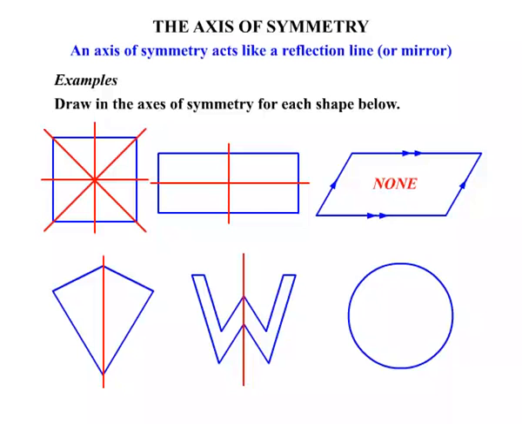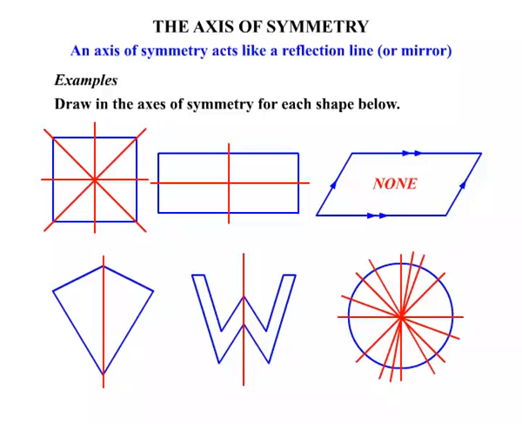Now what about a circle? If you cut out a circle and tried to fold it on top of each other, well, if we drew a line straight down and folded, we get that as an axis, as we would directly across, and diagonally. In fact, any line that you drew through the circle's center and then folded it, you would find would be an axis of symmetry. So we say that a circle has an infinite number of axes of symmetry.